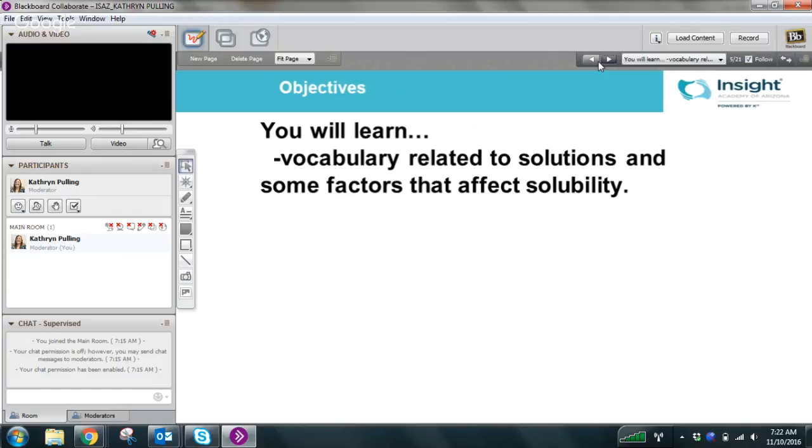But today we are going to talk about some important vocabulary related to solutions and some factors that affect solubility. And these factors are also something you're going to test and experience in your lab for this unit.